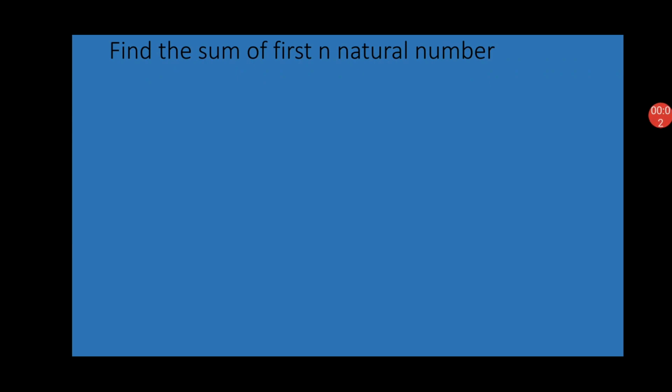Find the sum of first n natural numbers. What are natural numbers? 1 plus 2 plus 3 plus, and so on, up to n terms. How can we find out? Here a is equal to 1 and d value is 2 minus 1, which is equal to 1.